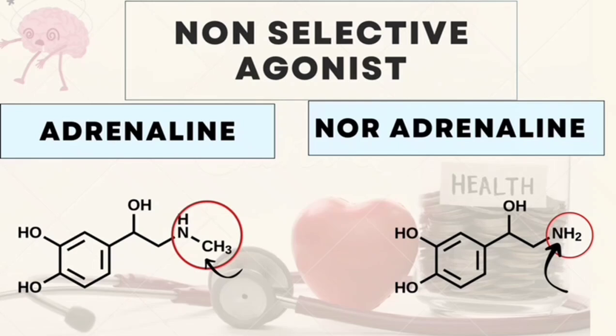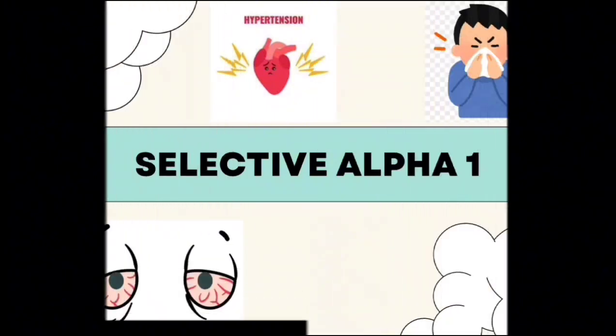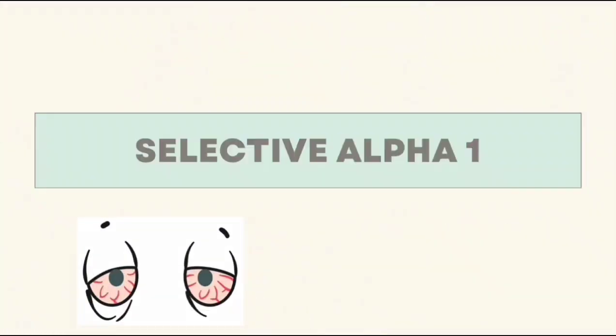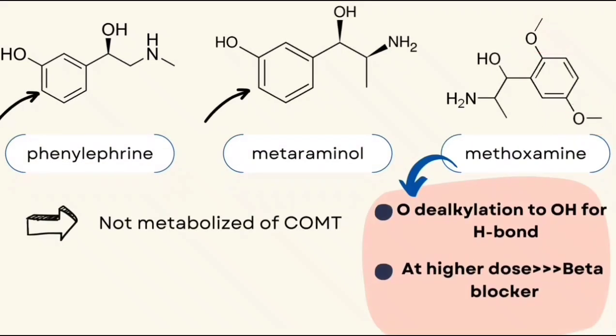The difference between their structures appears here. As we said before, the R1 is methyl in epinephrine, while the norepinephrine is the demethylated form. Here is the selective alpha-1 agonists. They are used to treat hypertension, bloodshot eyes, and nasal congestion. Here we have phenylephrine, metraminol, and methoxamine.